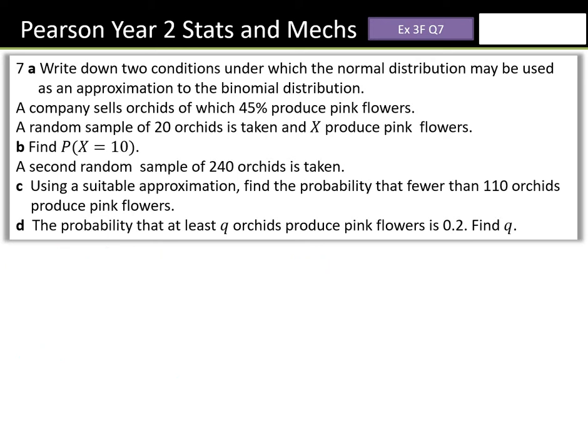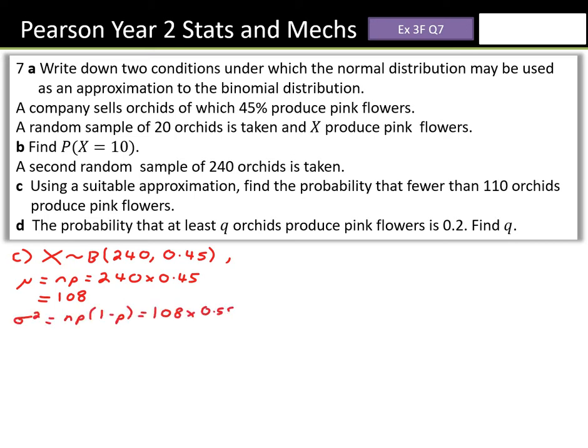Okay, part C, use a suitable approximation to find the probability that fewer than 110 orchids produce pink flowers. This is from a sample of 240. So x is distributed binomially. We've got a sample of 240 and our chance of success is still 0.45. Let's find out the mean. Mean np, 240 times 0.45, gives us a mean of 108. Our variance then is np(1 - p), which gives us 59.4. Remember, that's the variance. So we have a normal distribution, mean 108, variance 59.4.